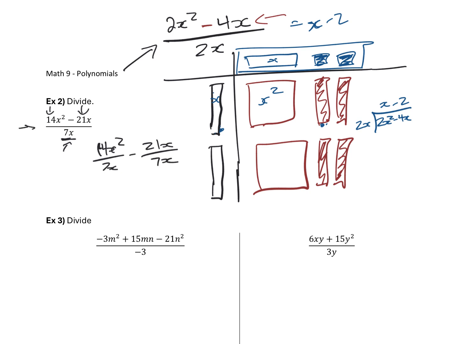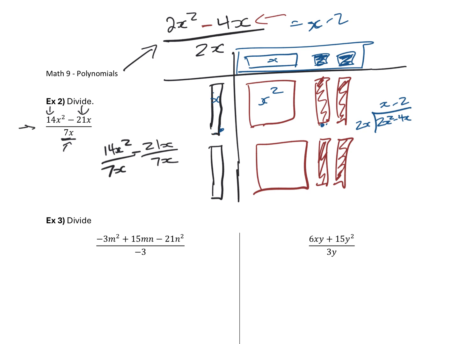And I would strongly suggest that you write it out like that, you write both. Just at least for the first little bit till you get really, really used to it. That just looked messy, so I'm going to fix it up here. 14x squared divided by 7x minus 21 divided by 7x.